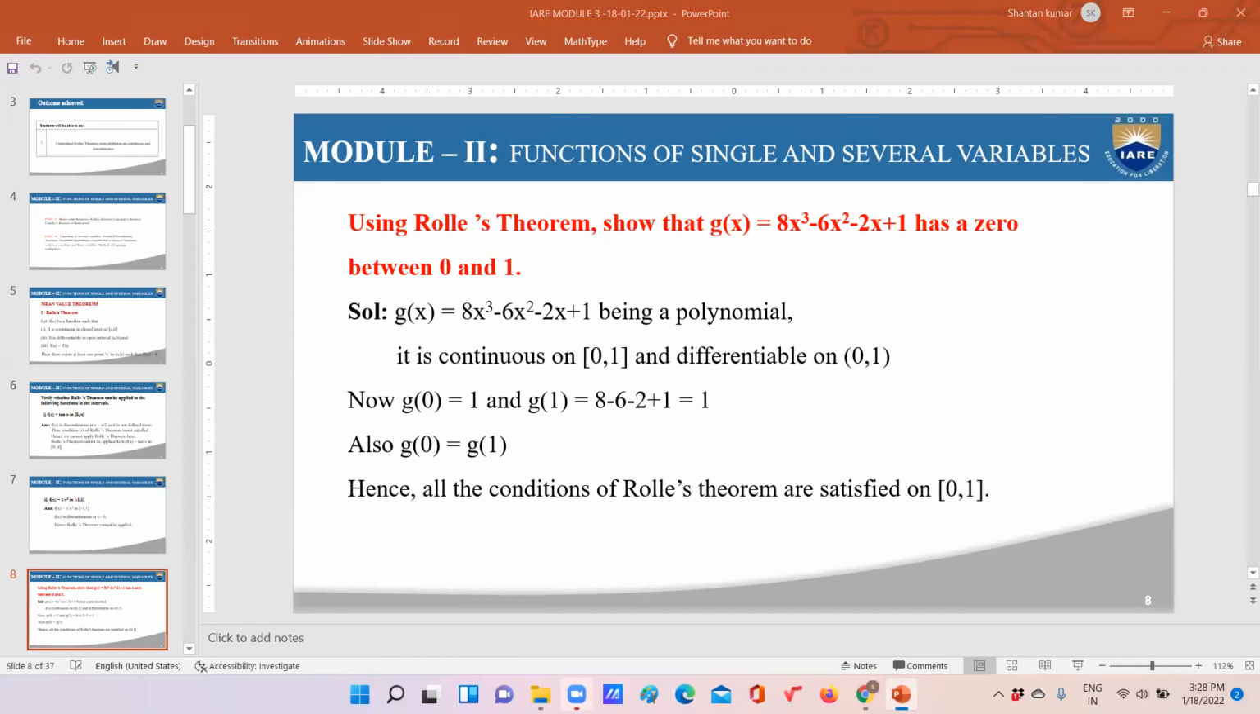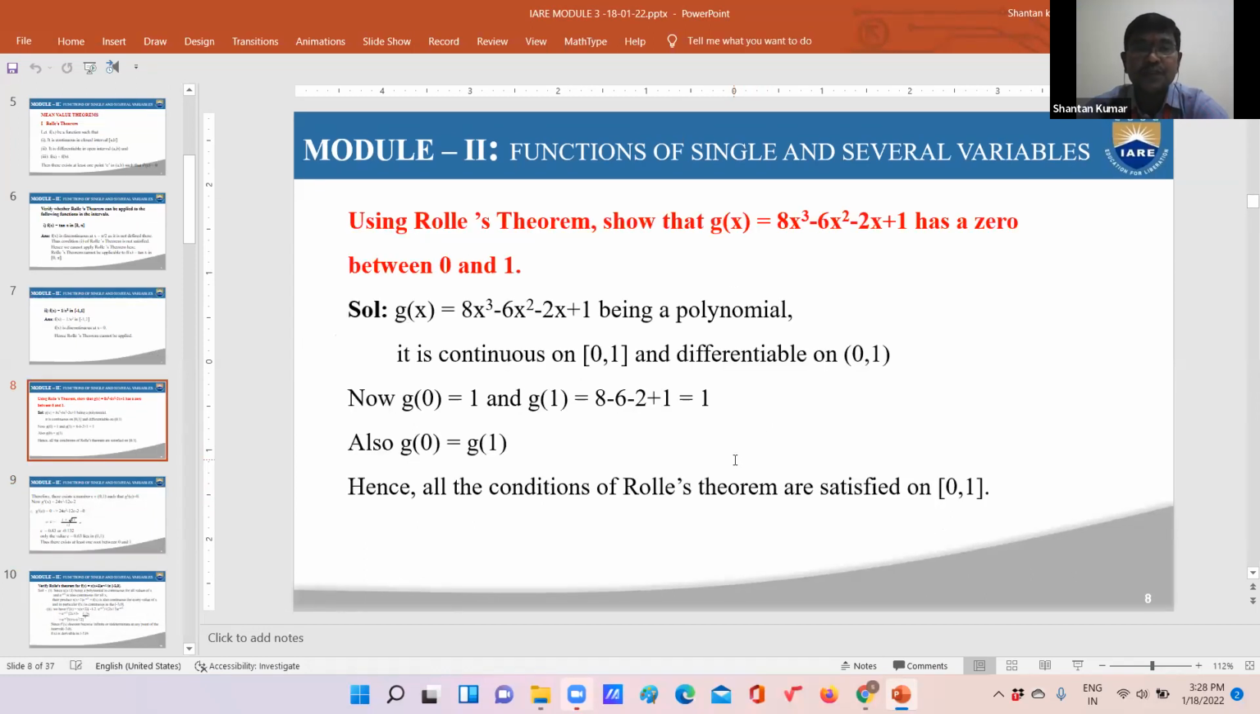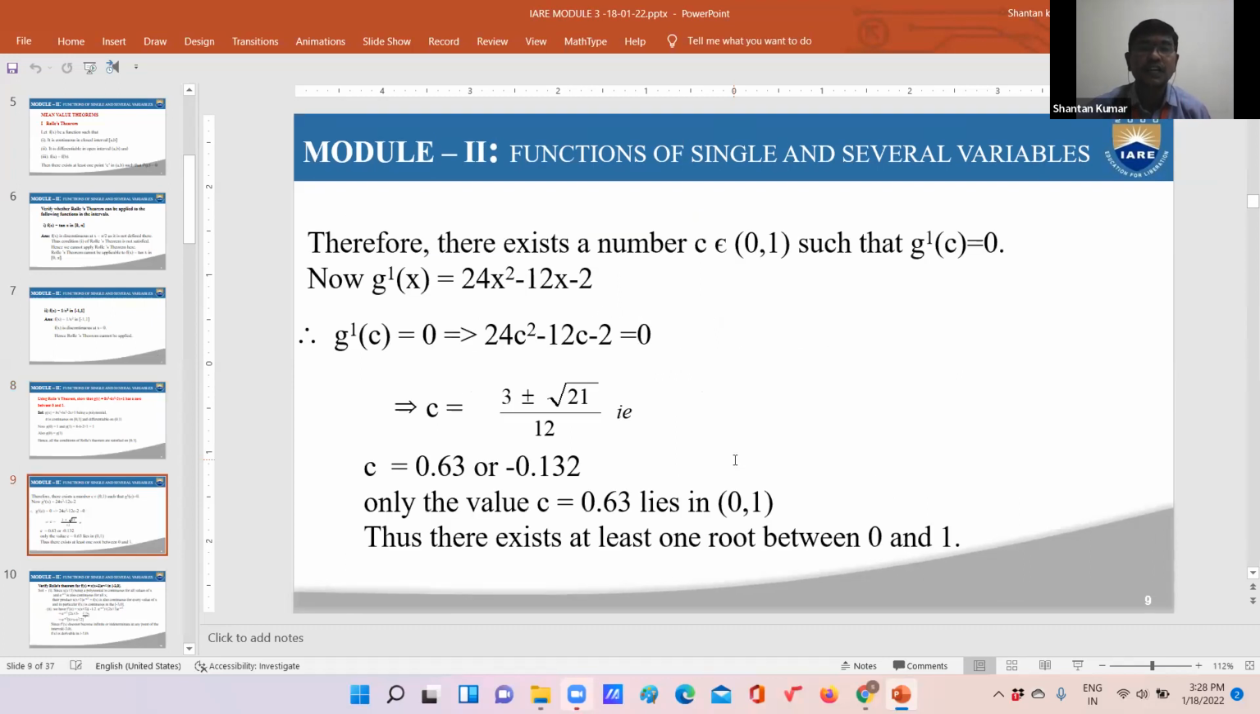Differentiation, yes, differentiation with respect to x only. Therefore, you need to find g dash of x. The derivative of 8x cube is 24x square, the derivative of minus 6x square is minus 12x, the derivative of minus 2x is minus 2, and plus 1 is a constant whose derivative is 0. Therefore, g dash of x is equal to 24x square minus 12x minus 2.